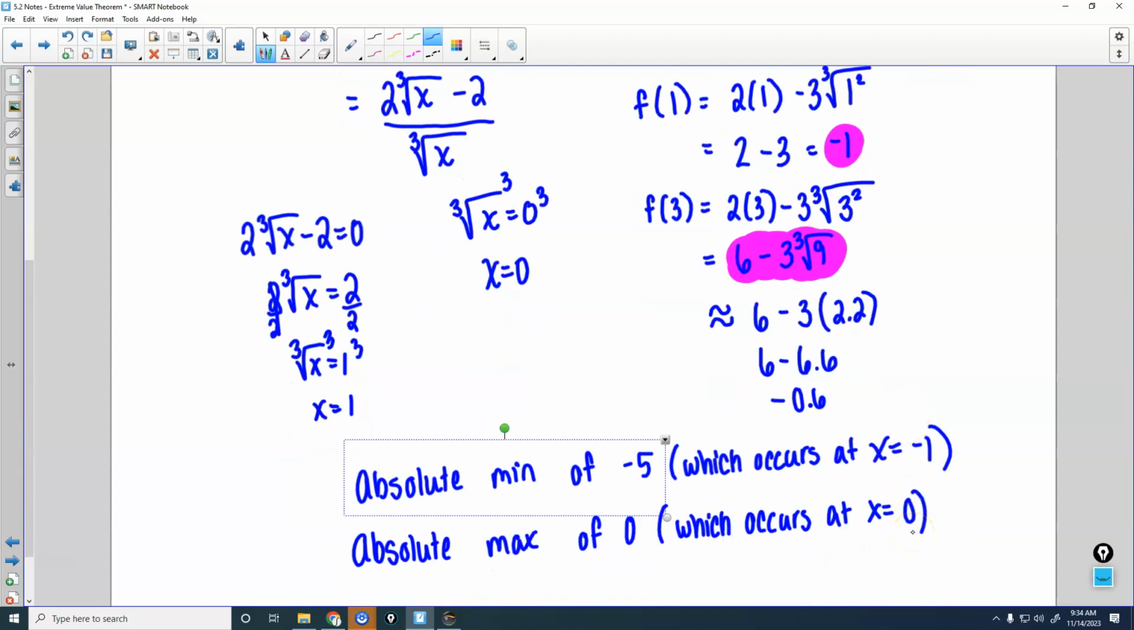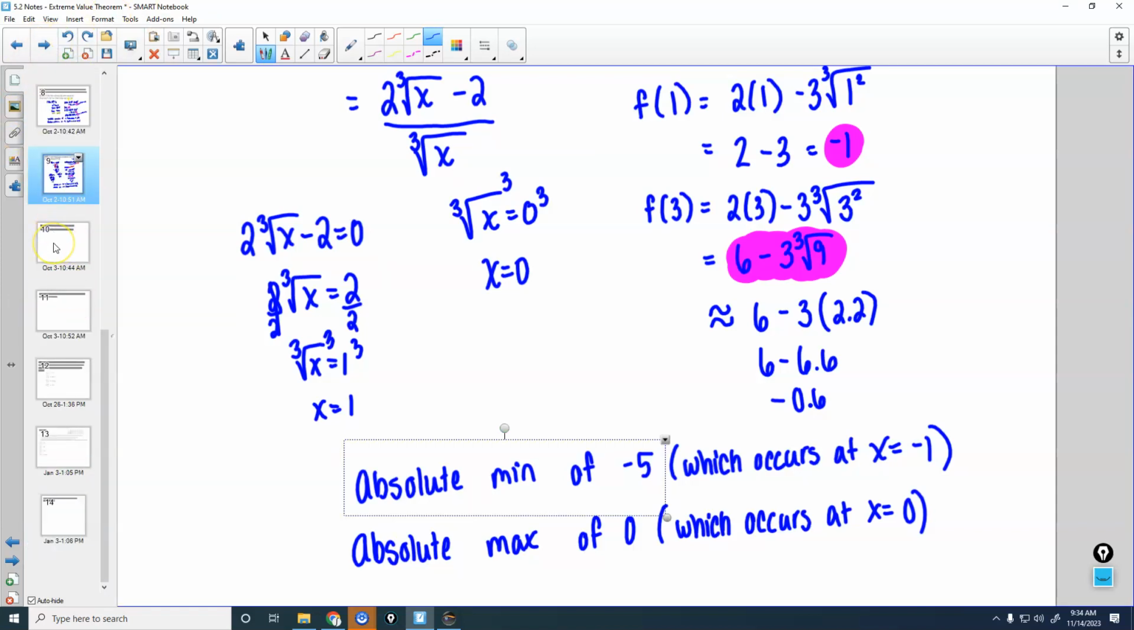I would suggest writing it like this. Sometimes you don't really have to put that which occurs at. It's not asking for that. Sometimes you don't have to give the minimum or maximum value. You just have to tell where it occurs. But if you are standard doing it this way, then you're going to cover what they're asking for, even if they didn't really need the other parts. Okay, questions?